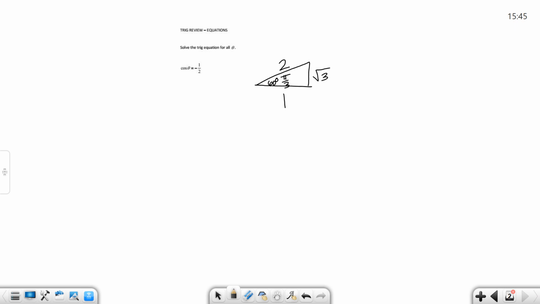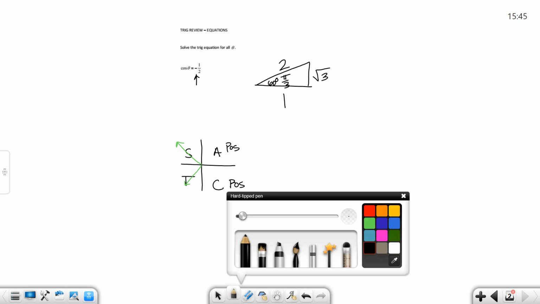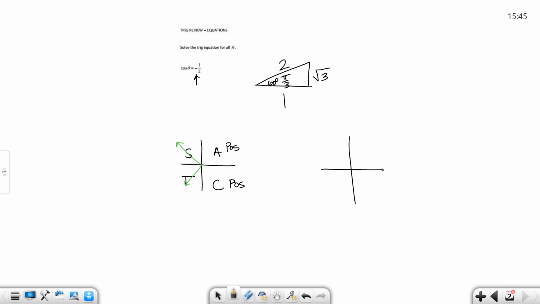Now, the next thing I have to do is determine where is the cosine negative. So if I look at my angles, all students take calculus, the cosine is positive here, and the cosine is positive here. That means it has to be negative in quadrants 3 and 4. Okay? So, if I look at quadrant 3 and quadrant 4, my reference angle is pi over 3.